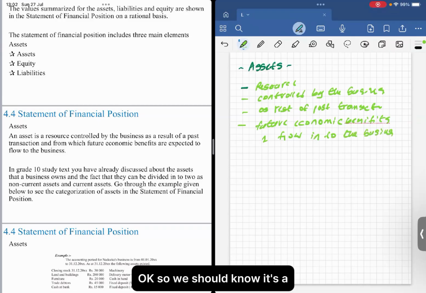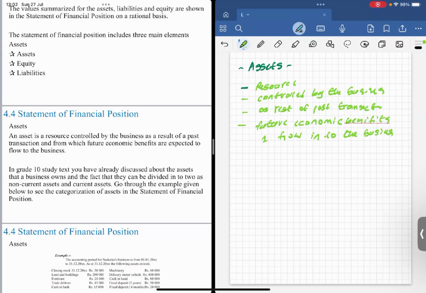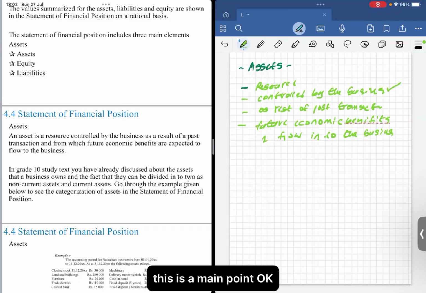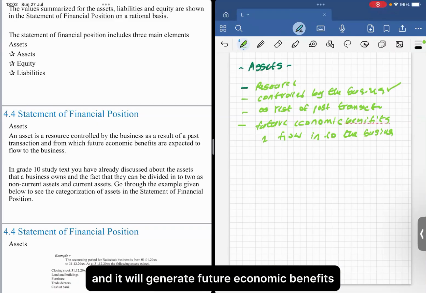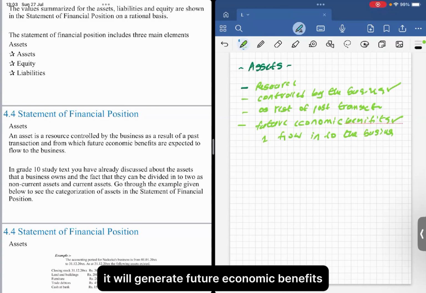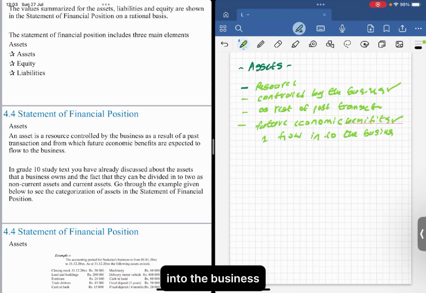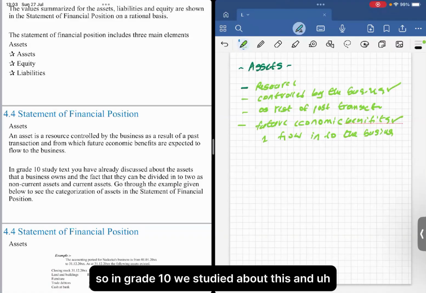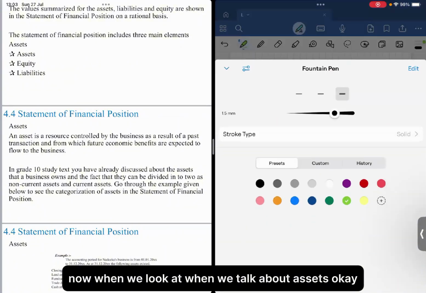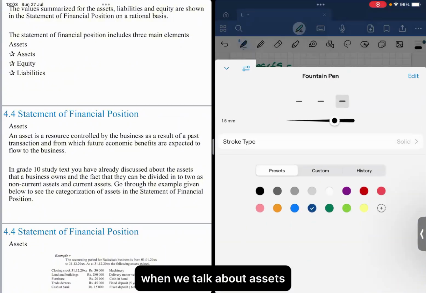So we should know it's a resource controlled by the business. This is a main point. And it will generate future economic benefits into the business. In grade 10 we studied this.